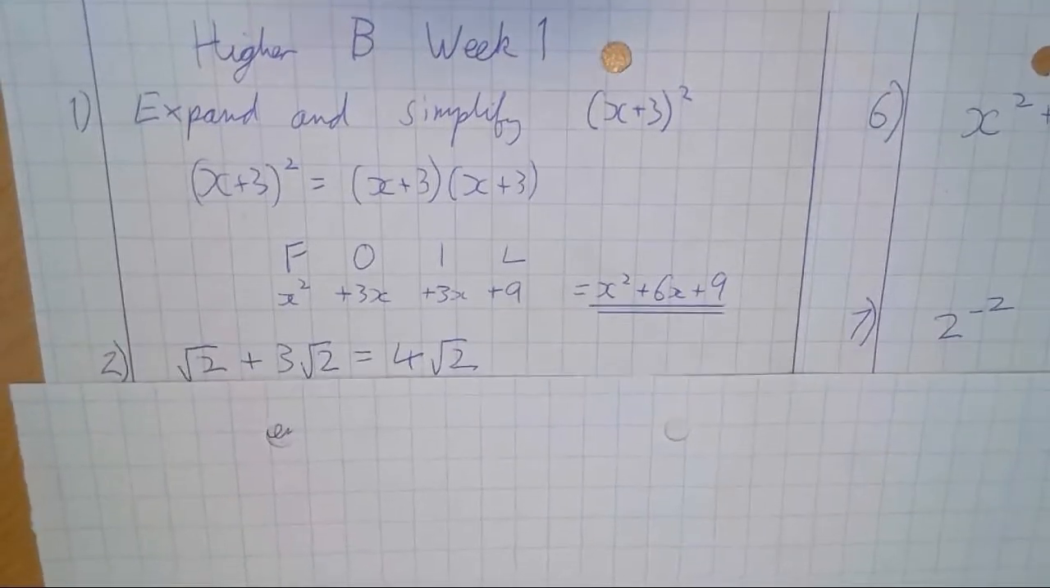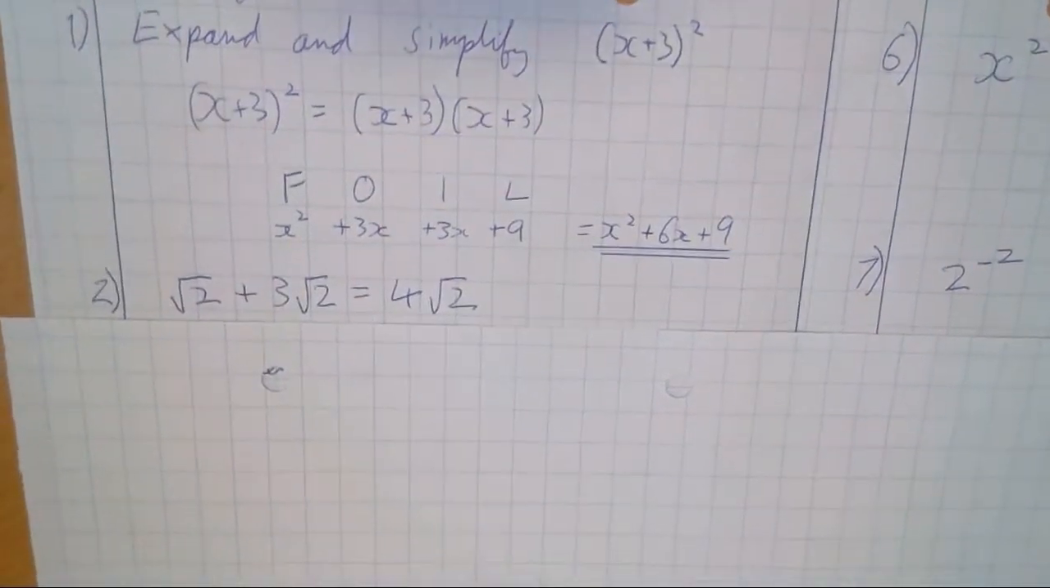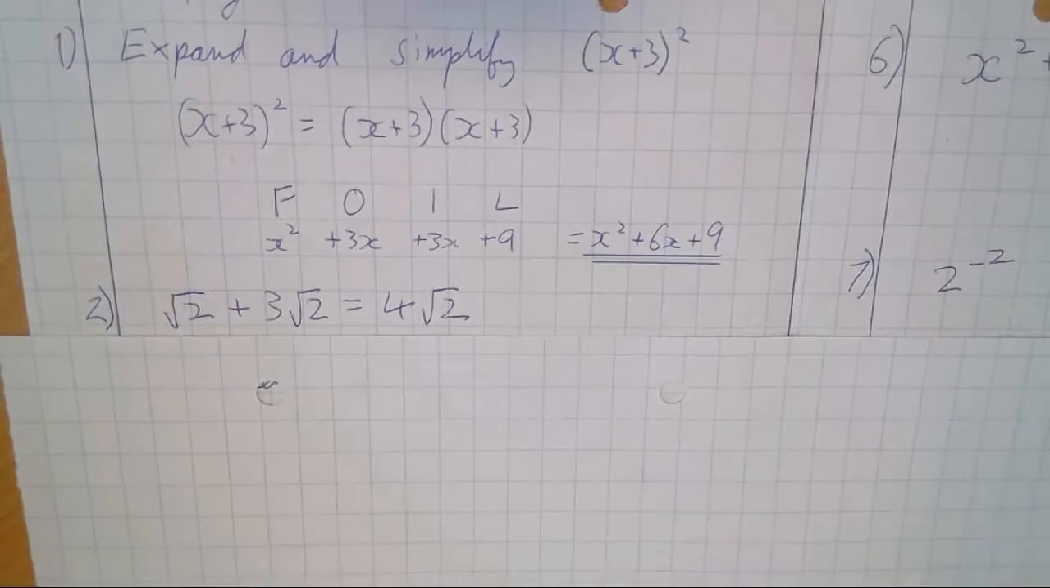Question 2. Guys, this looks difficult, but it's not. All that this is, root 2 is a number. And if I add 3 more of that number, I've got 4 of that number. So if you imagine root 2 is a, and then I add 3 lots of a, I've got 4a. So I've just got root 2, and another 3 root 2 is 4 root 2, and it's just as simple as that.